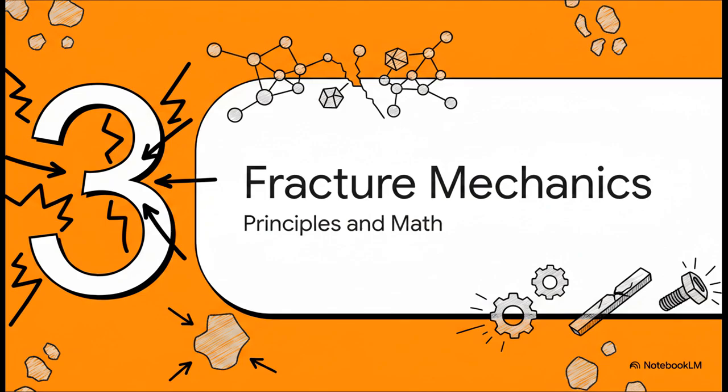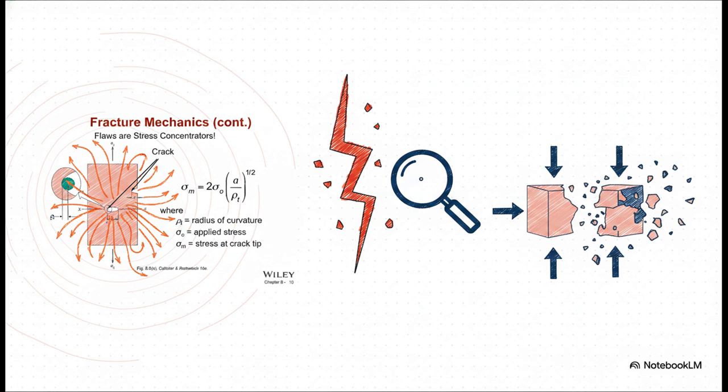Okay, Section 3, Principles of Fracture Mechanics. We need to translate all this visual evidence into mathematical reality. So, why do materials fail at stress levels way below what our theoretical calculations predict? Well, it's all about the flaws.